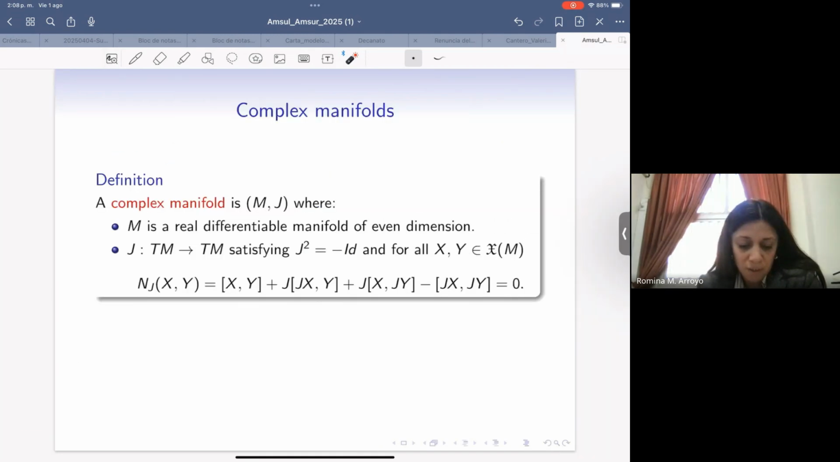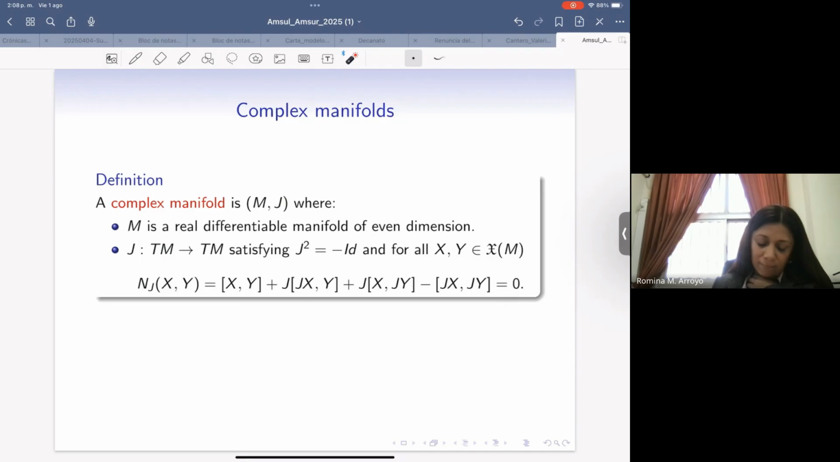So the definition that I am going to consider today of a complex manifold is this one. Basically, we'll be working with pairs (M, J), where M is a real differentiable manifold of even dimension, and J is a tensor satisfying these two conditions. The second one is the Nijenhuis condition.